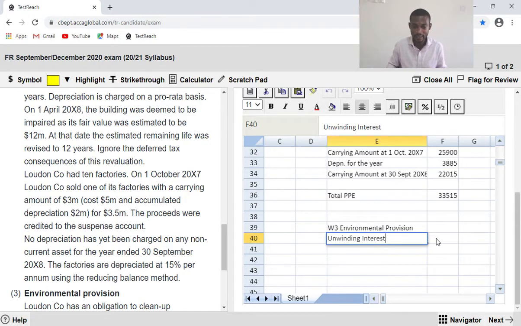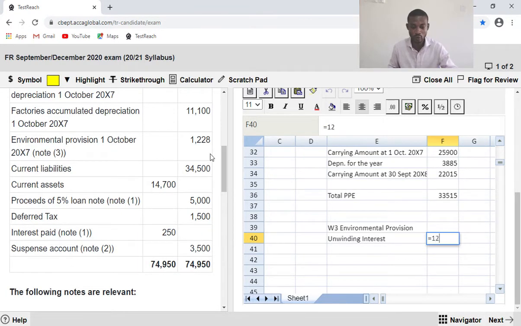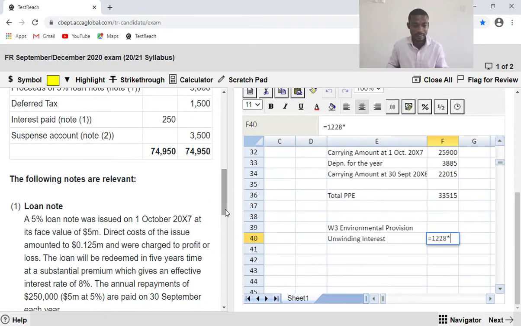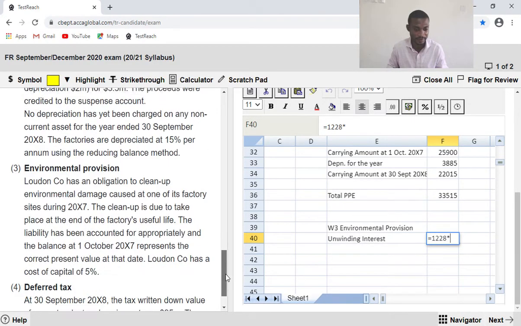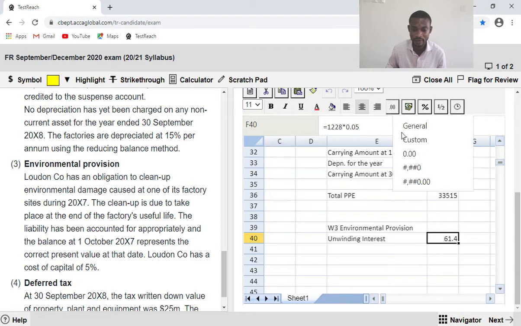And the unwinding interest should be equal to the figure we have on the face of the trial balance, 1228, times the cost of capital, 5%. And here it is, look at it, 5%. So 5% is 0.05 and it's the full year, so no time apportionment, and that should be equal to, so to the nearest thousand. So what I'll do is to round it up to the nearest thousand. So let me see.